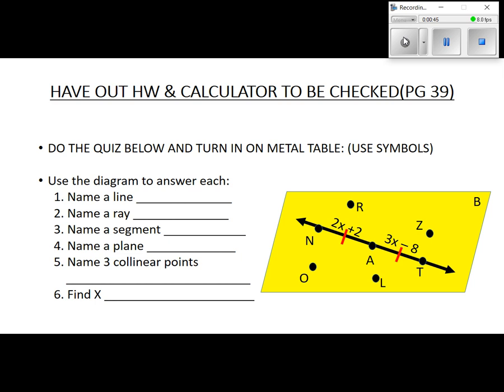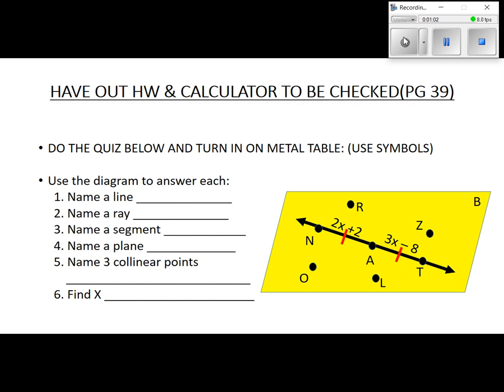Name a segment. Say it again. Everybody all right with that? Can I just leave it that way? Segment symbol. Make sure you're using the symbol every single time on all these.